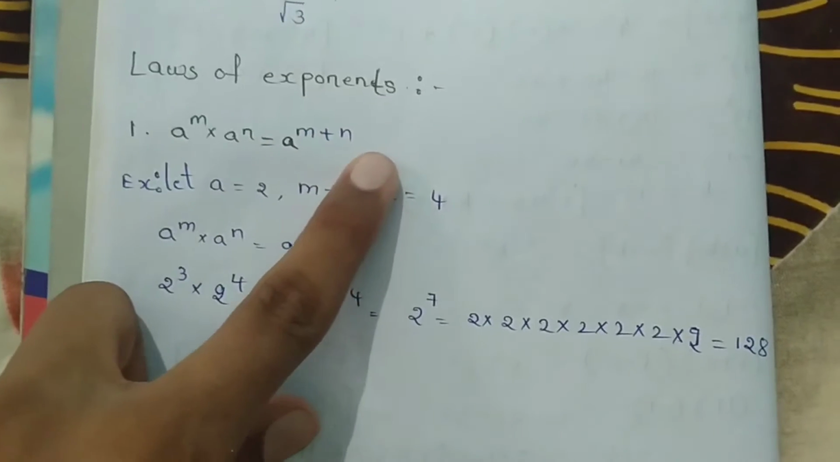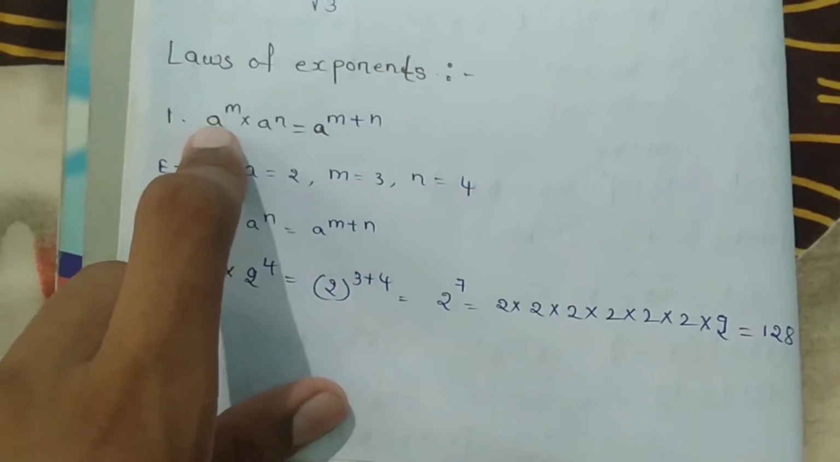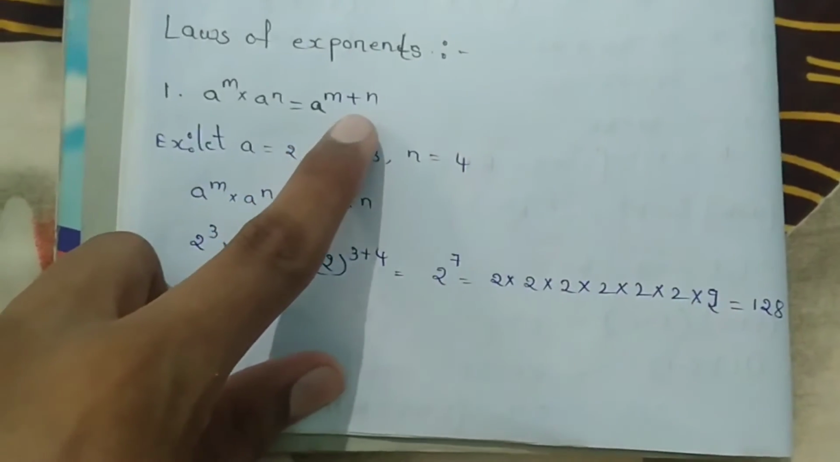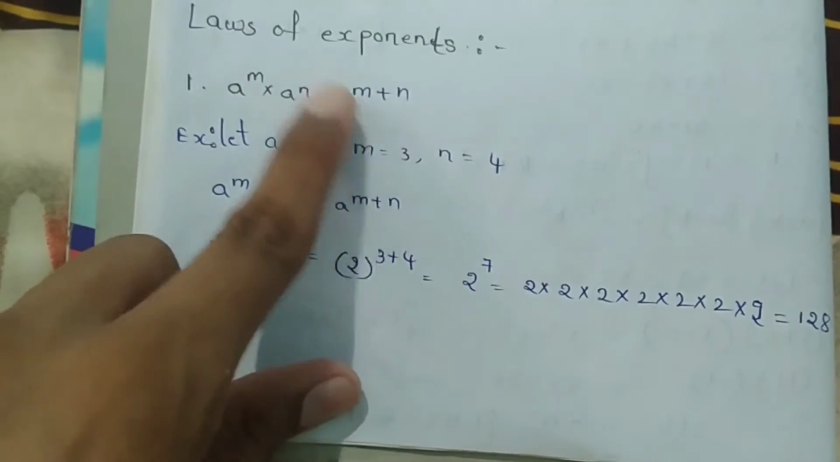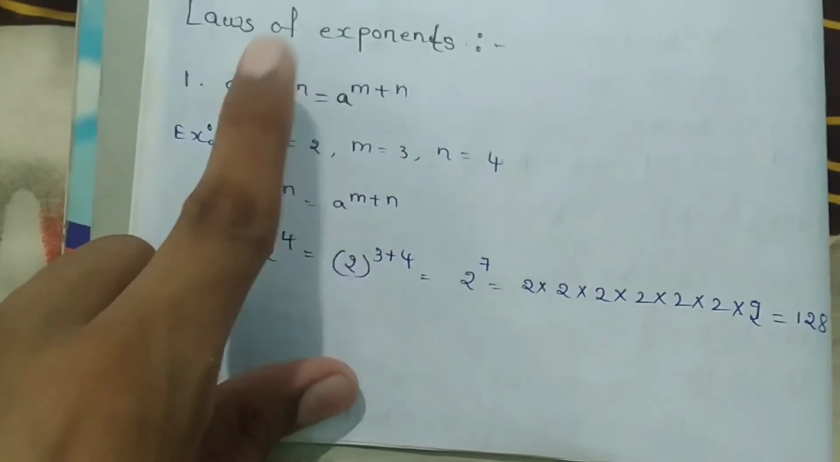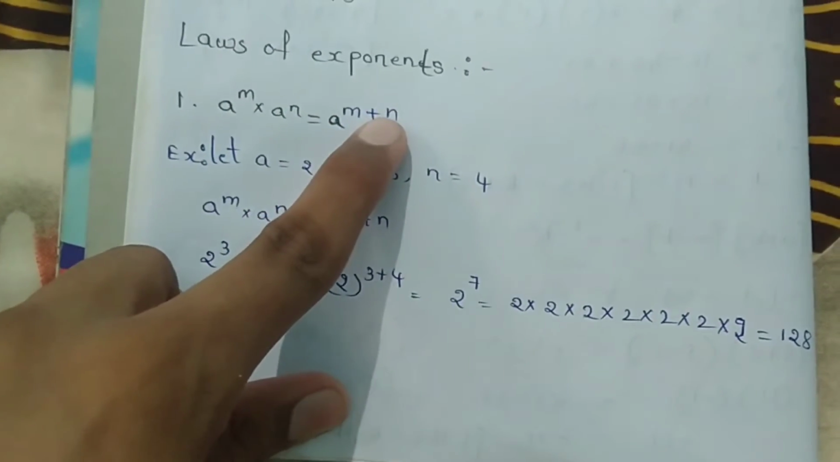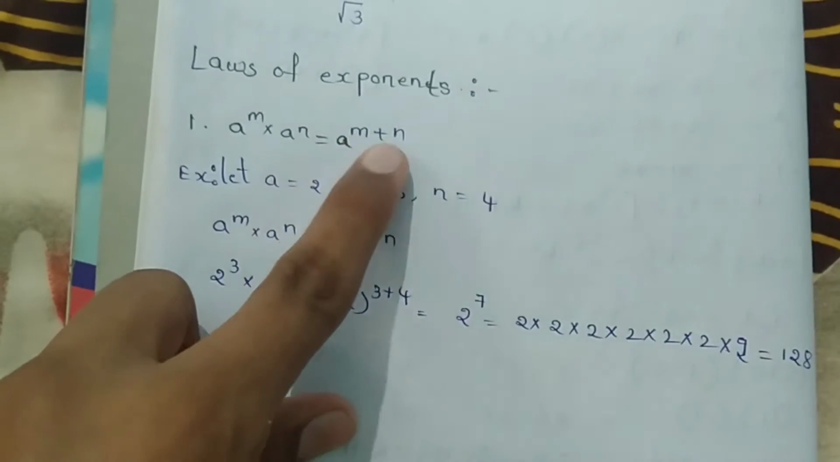Next, laws of exponents. The first law of exponents is a power m into a power n is equal to a power m plus n. See, this a is the same, so we have to take only one a, and the powers m plus n. M and n are different, so the sign should be different here: m plus n.